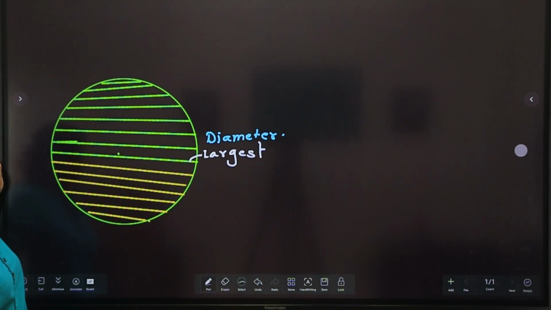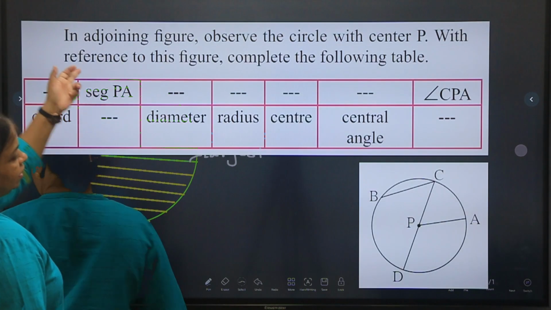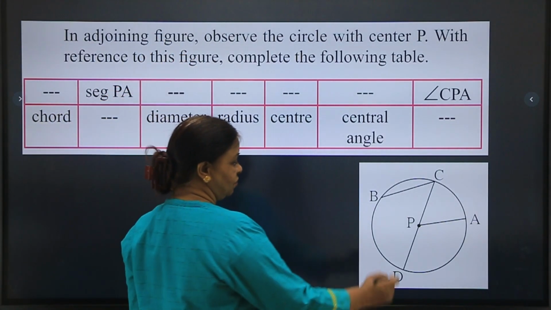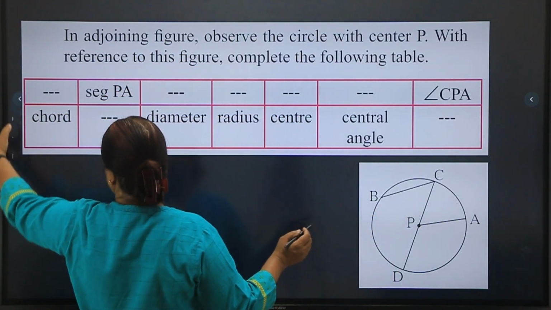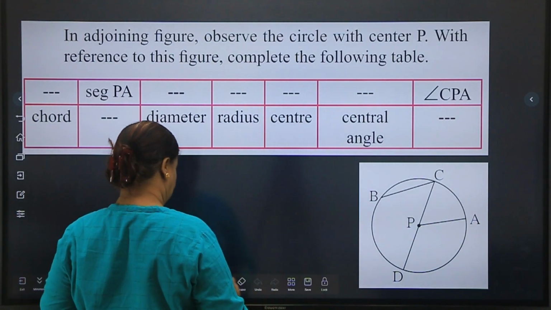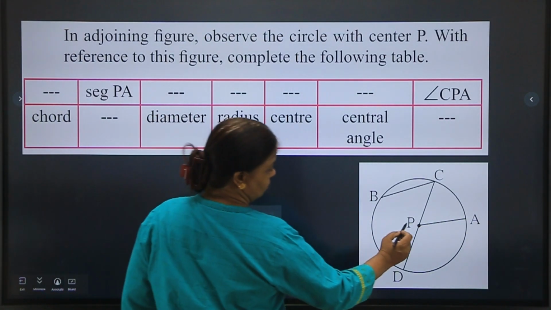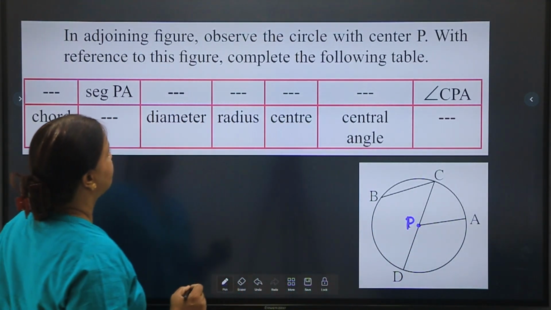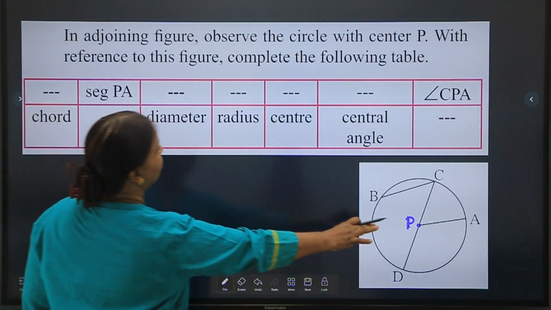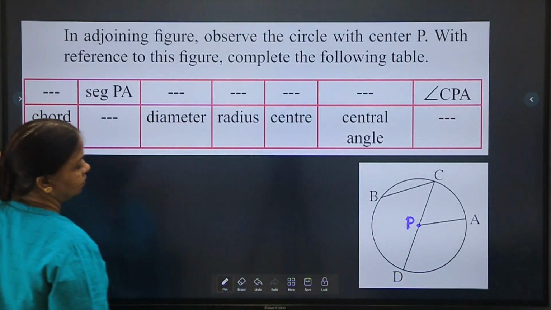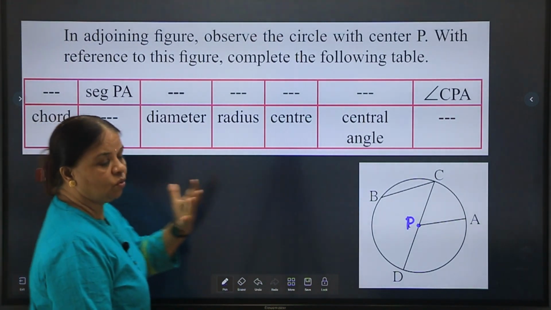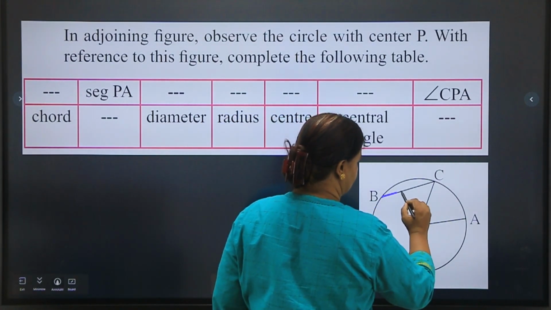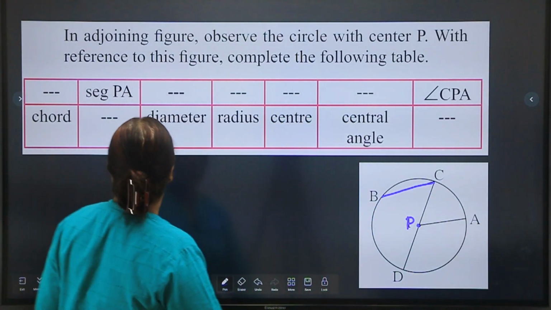Okay. Let's move further, children. In this figure, we have to observe the circle with center P. With reference to this figure, we have to complete this table. Chord. Now only we learnt what a chord is. I hope you can give the answer. BC is the chord.